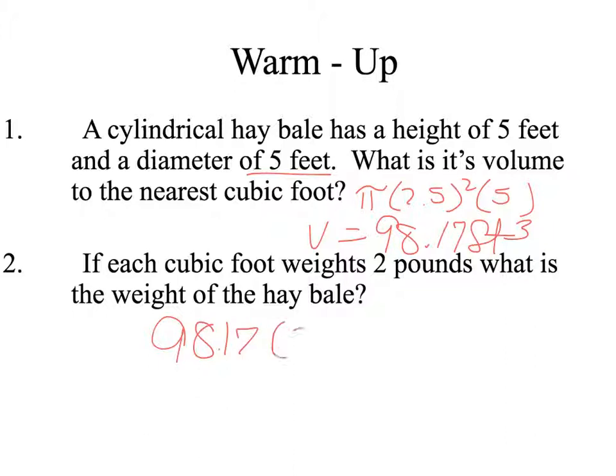And then it wants us to know the weight. And we know that each one weighs 2 pounds, so we're going to multiply our volume times 2. And we're going to get a weight of 196.35 pounds.